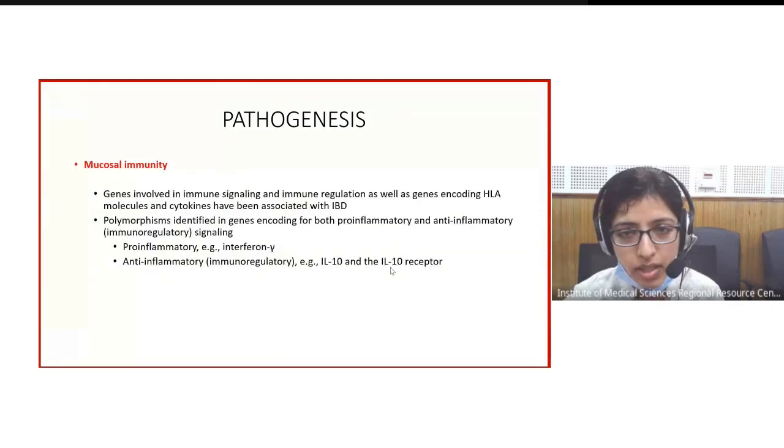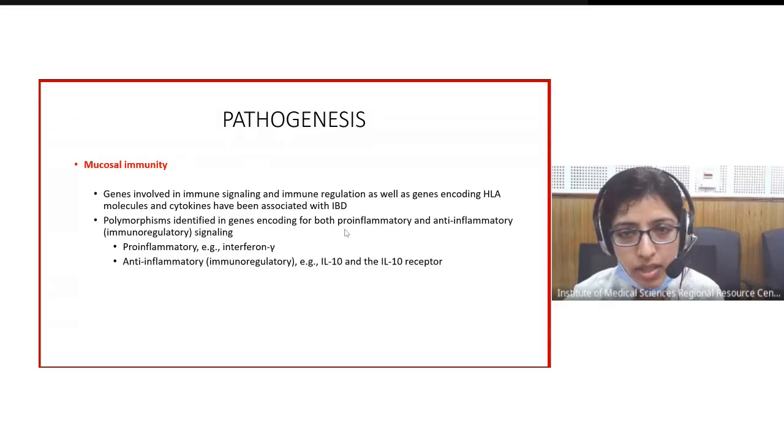So let's see how they are affecting these components of the immune system. Okay, so in mucosal immunity, how can it be affected? Now, genes that are involved in immune signaling and immune regulation, as well as genes encoding for HLA molecules and cytokines, have been associated with IBD. Okay, so whatever genes have already been identified to be involved in the pathogenesis of IBD, these are the genes which are involved. What are the functions of these genes? They are involved in immune signaling and immune regulation.